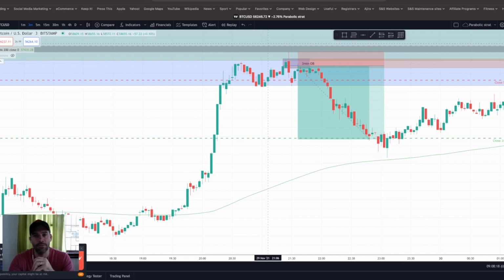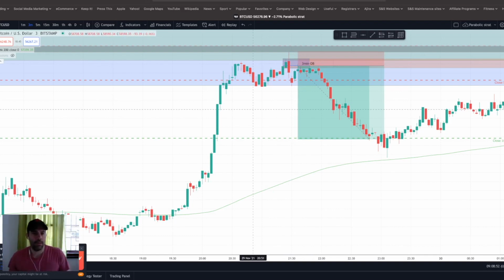If I tried to take 50% of that OB, I probably wouldn't have got tapped in. If I took 100%, I would have got tapped in. I try to stick to the 25% for the most part. Sometimes if it's a higher time frame, I'll go for 50%. If it's a bigger candle, I'll go for 50%. Based on the body and the wick, every situation is different. But I would say 80% of the time I will take 25% of the order block. That's where I'll place my order.